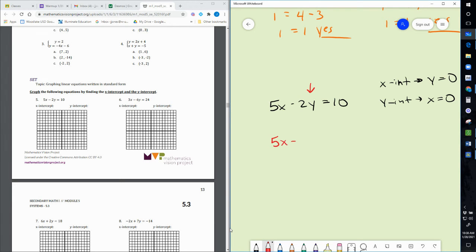So 5x minus 2 times 0 equals 10. Now we just solve this. 5x, 2 times 0 is 0, so that goes away, equals 10. Now we divide both sides by 5, and we get x equals 2. So whenever we plugged in 0 for y, x was 2. So my x-intercept in this case is 2, comma 0.